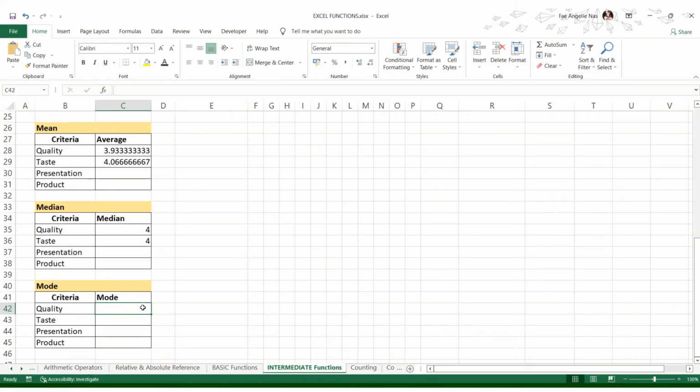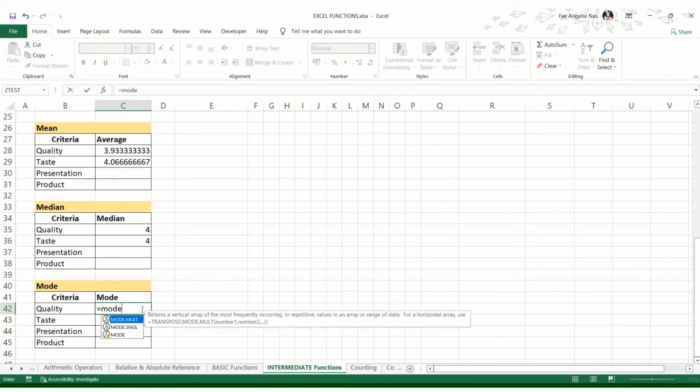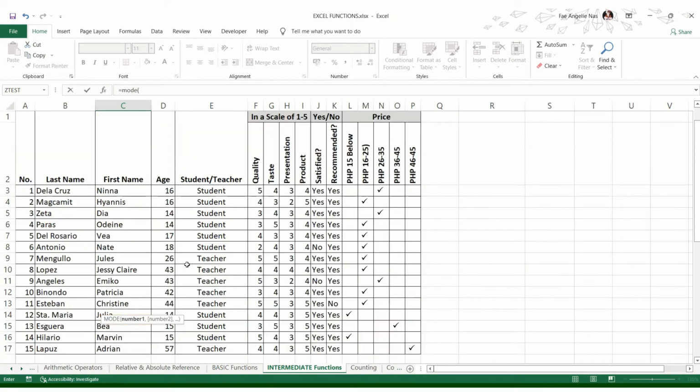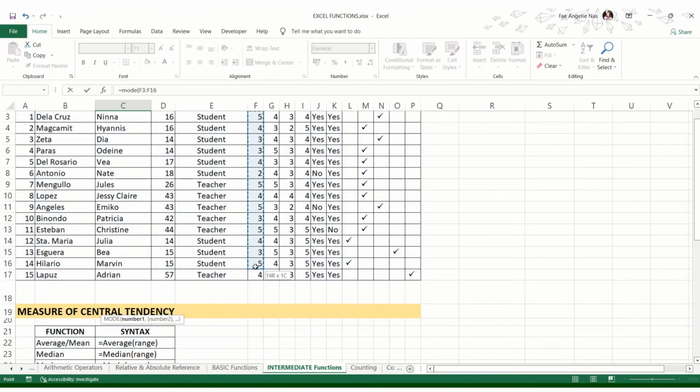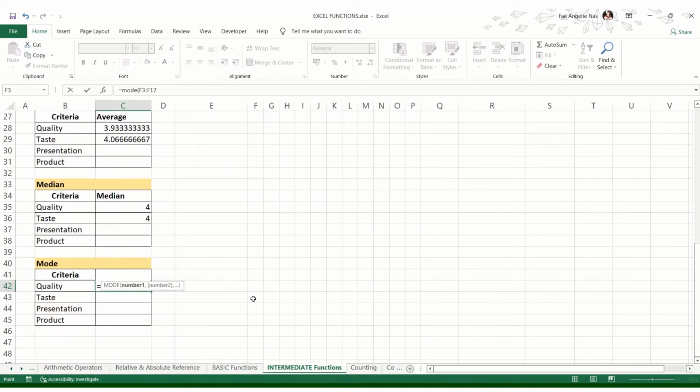So to do that, let's enter equal sign and then followed by the function name, which is mode, and then open parenthesis and then select the range. So for quality, we would like to highlight F3 to F17 and then close parenthesis and select enter, and do this for the rest.